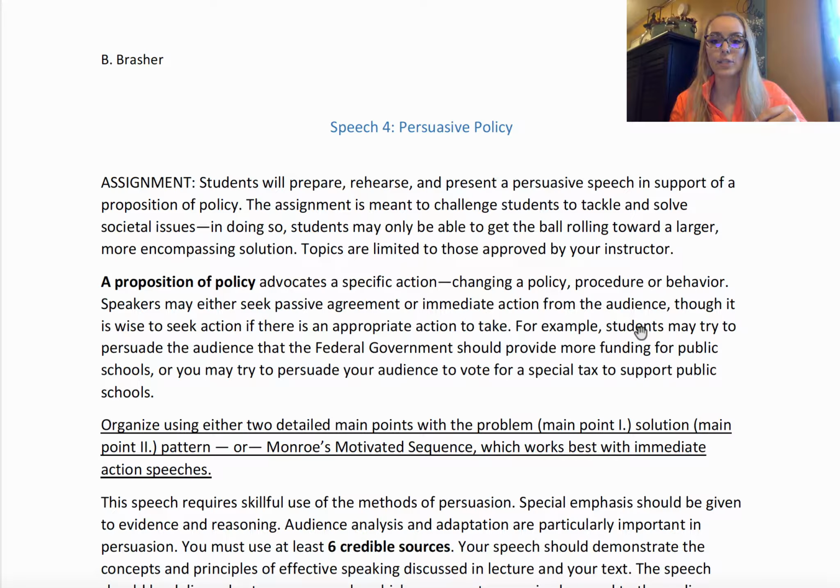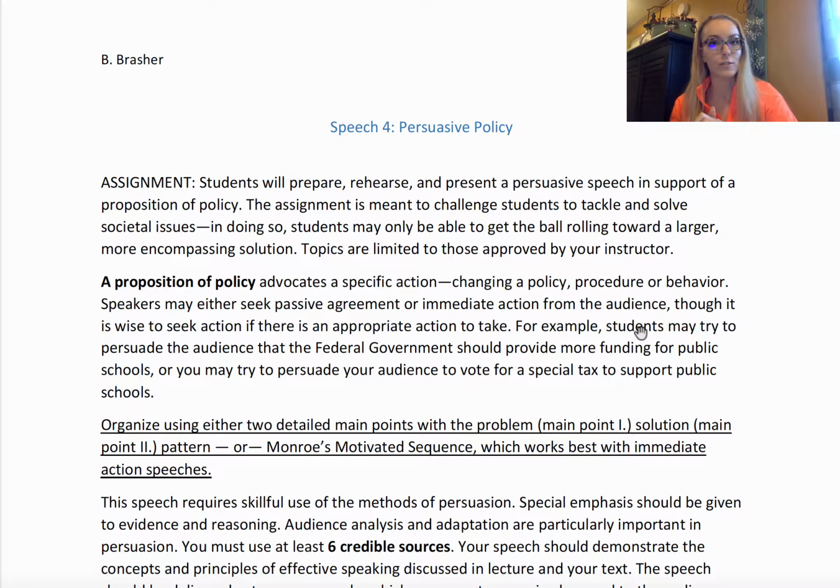So for example, students may try to persuade the audience that the federal government should provide more funding for public schools, or may persuade the audience to vote for a special tax to support public schools. So you see the difference there. You've done third-party agreement by saying the federal government should provide more funding for schools, and you're going to explain how and why. Or persuade us to vote for a special tax to support public schools. Okay, see the difference?